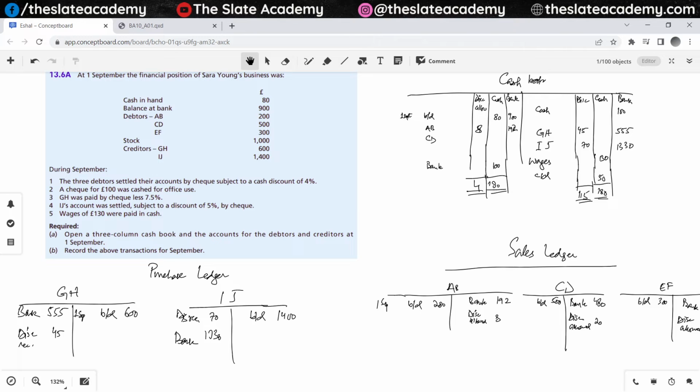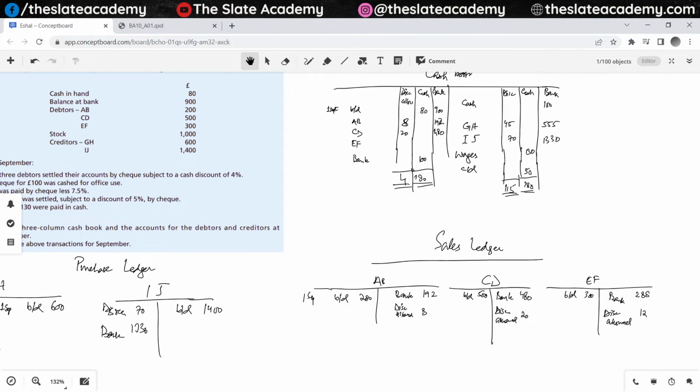So over here it would be 8 and 192, for CD and EF. What for CD? 480 is bank, and 20 is discount, and third one, 12 is discount, 288 is bank. 288 and 12. Acha ji, adding the discount column now it would be 40.